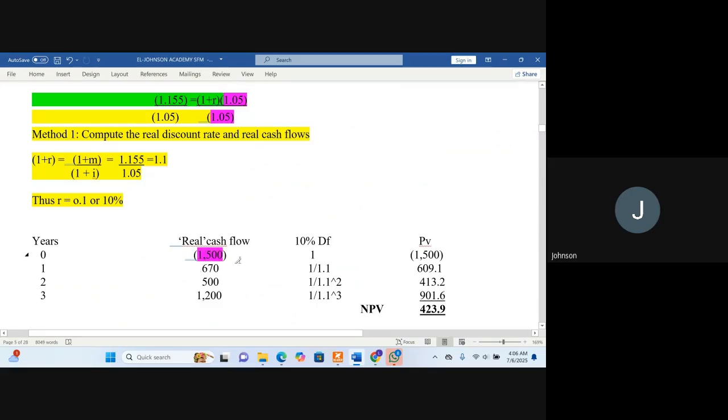Then in year zero, using 10% as our discount rate, you know your discounting factor: 1 plus r raised to power minus n, or 1 over 1 plus r raised to power n. Once you do that, let's do it so that we understand it.